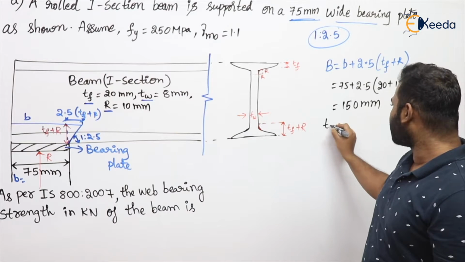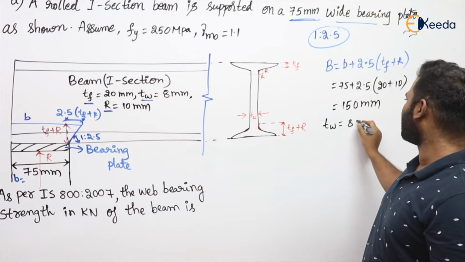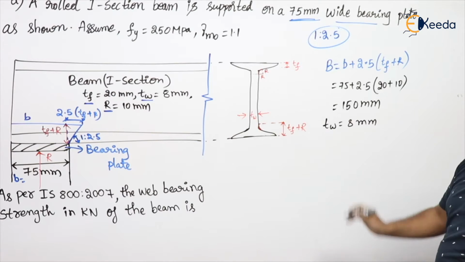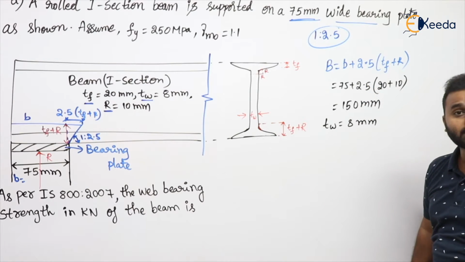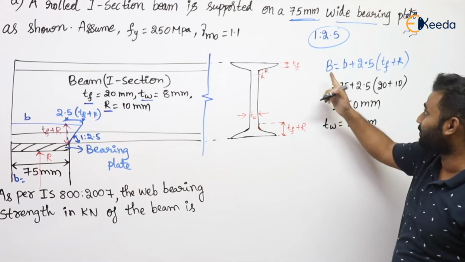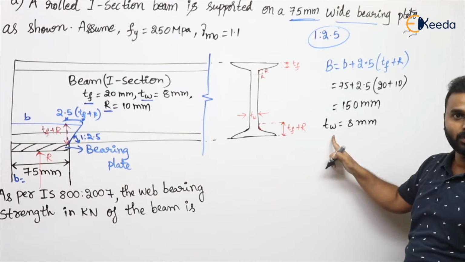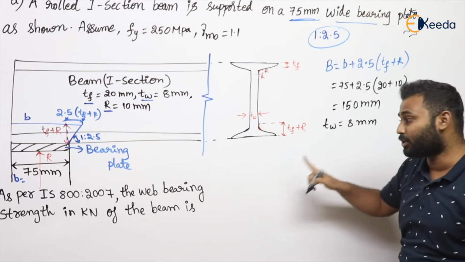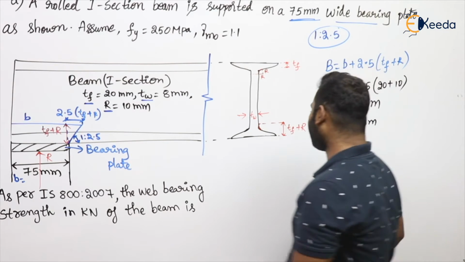Then the thickness of the web is already mentioned in the question. How much? 8 mm. Clear? So this is the cross-sectional area. The cross-sectional area of the web at this location is nothing but this capital B into TW. That is the cross-sectional area at which we need to find the web bearing strength. So now web bearing strength.